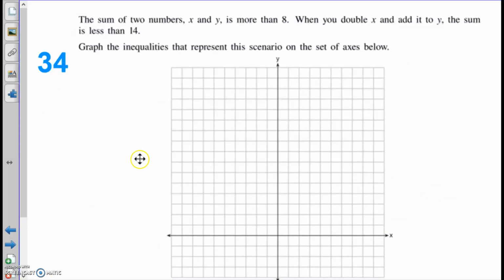All right, 34. Let's see, do I have time to do this one? Yeah, let's try to get this one in real quick. Let's see if we can keep it under 13 minutes.